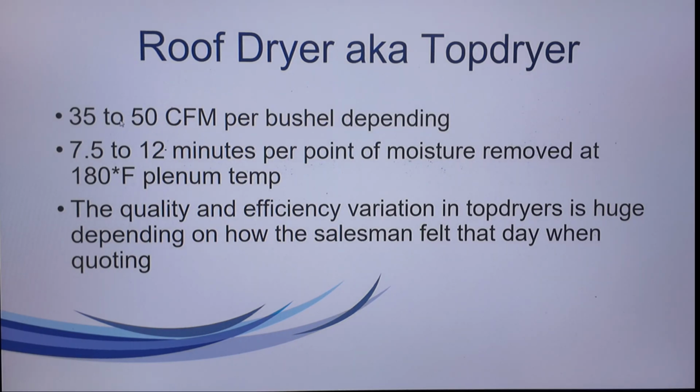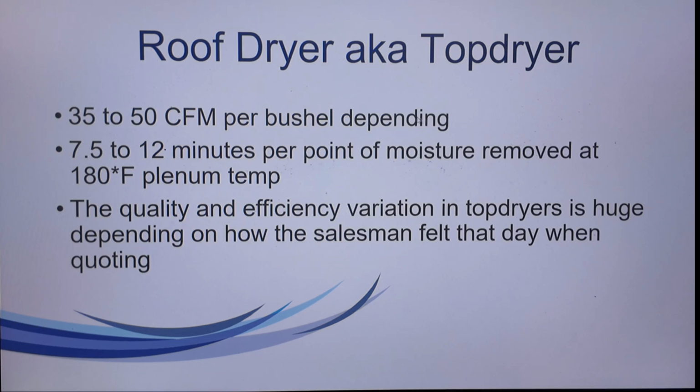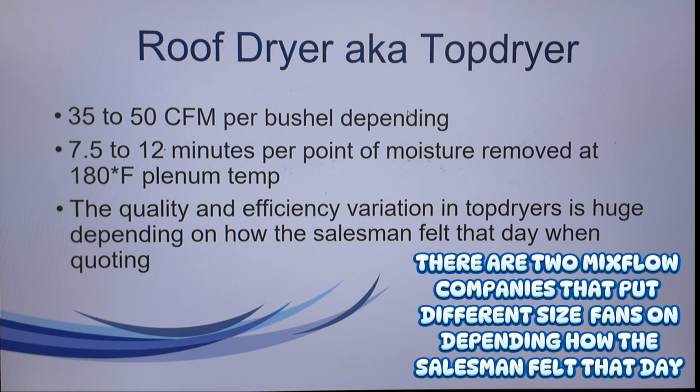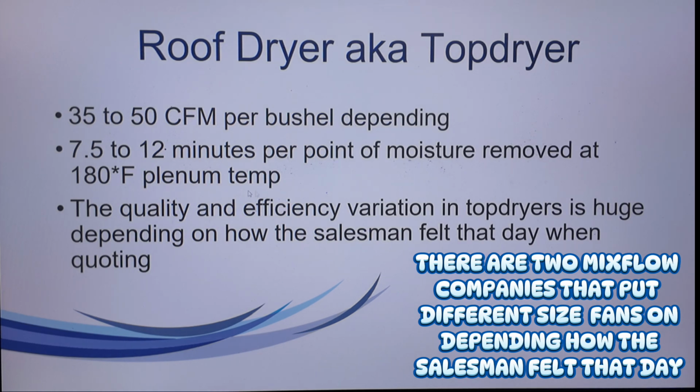So 35 to 50 CFM per bushel, depending on how the salesman felt on what he thought he could accomplish with what fans. Usually not engineering, usually hip shots. So with that variance in airflow, there's a variance of 7.5 to 12 minutes per point of moisture removed at 180 degree plenum temp. So the quality and efficiency variation in top dryers is huge depending on how the salesman felt that day when quoting.